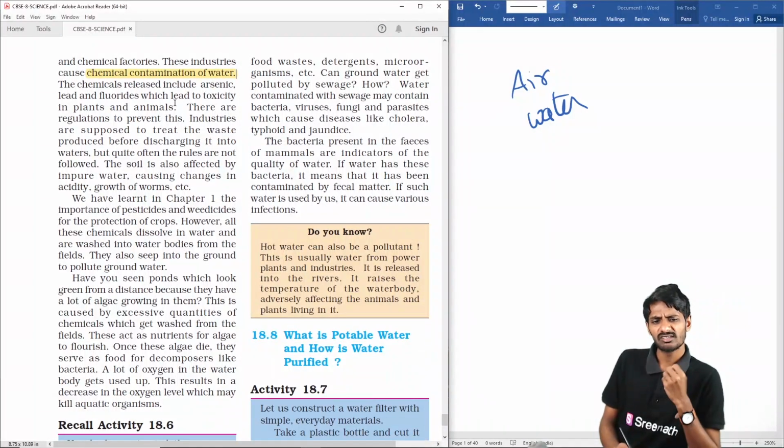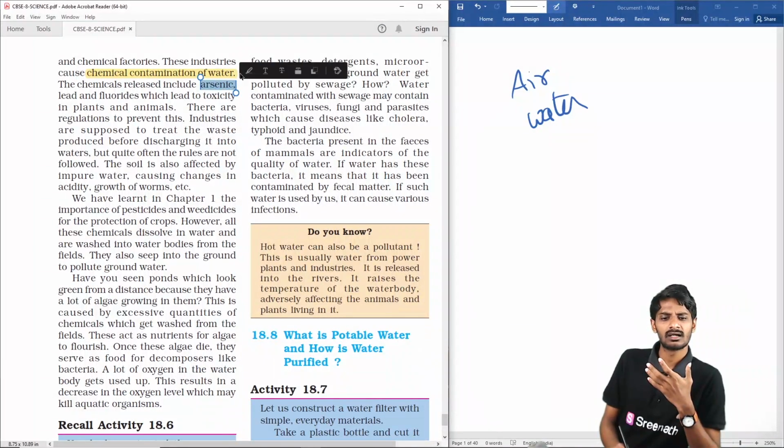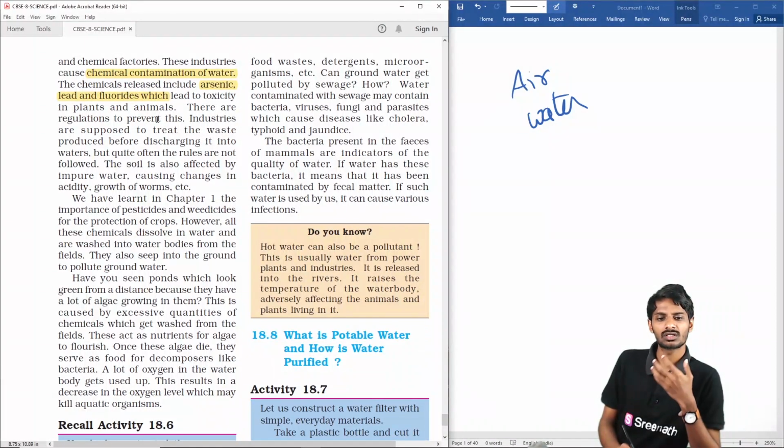Students, they release arsenic, lead, and fluorides. All these lead to toxicity in plants and animals, students. So we have to take great care to reduce water pollution. The soil is also affected because of impure water, causing changes in the acidity of the soil and the growth of worms, students.